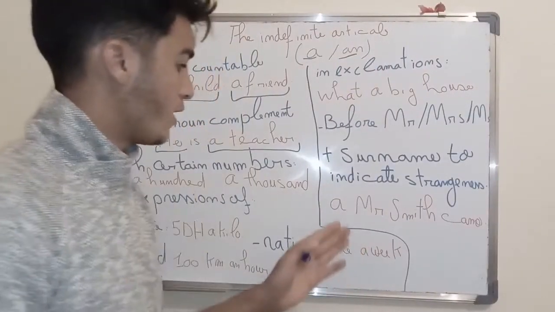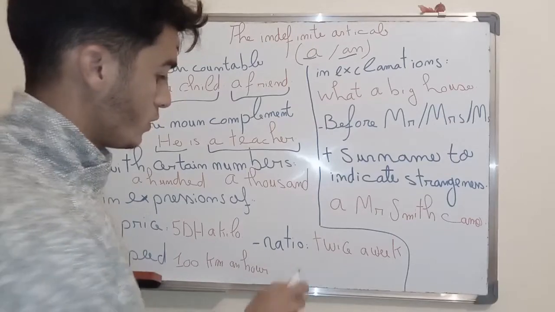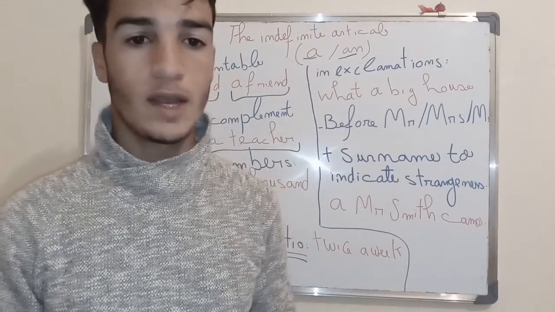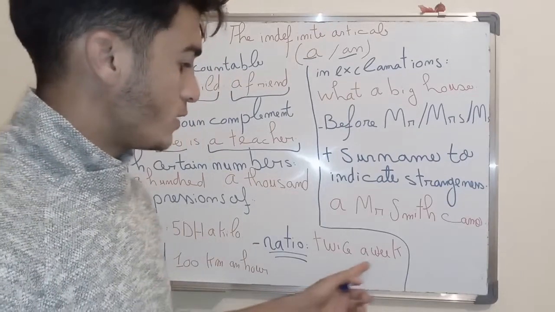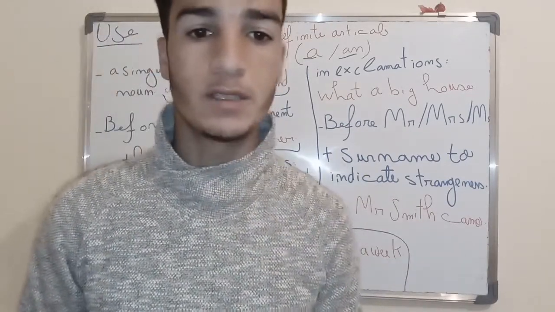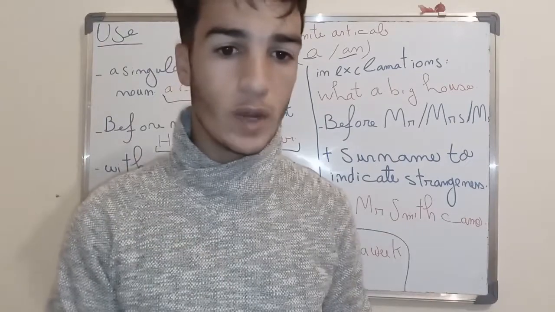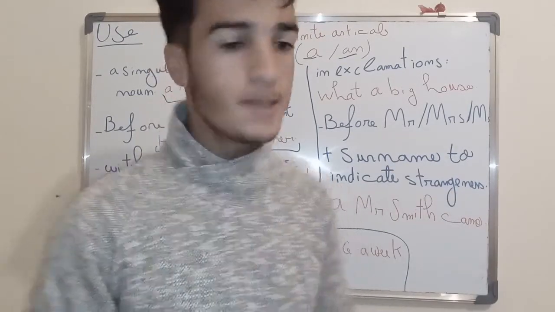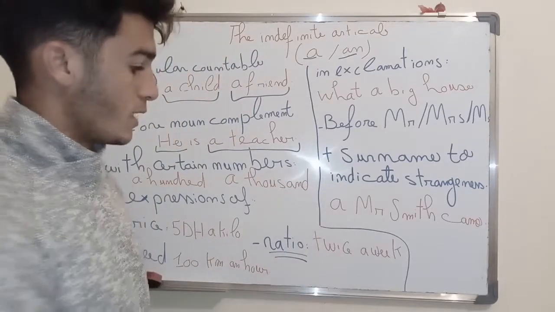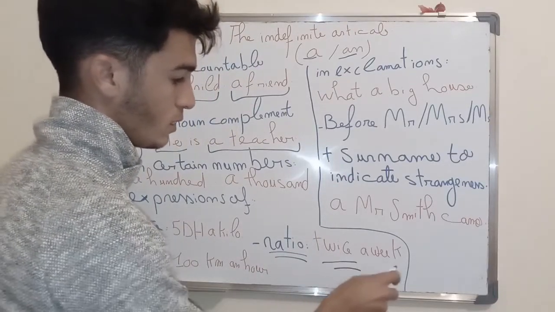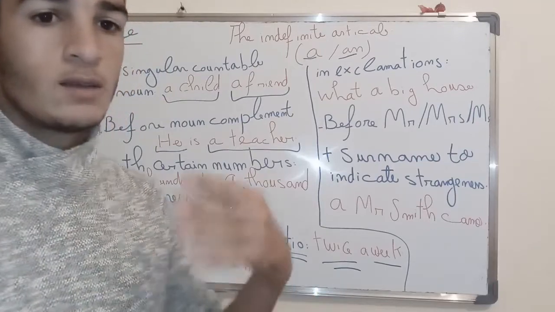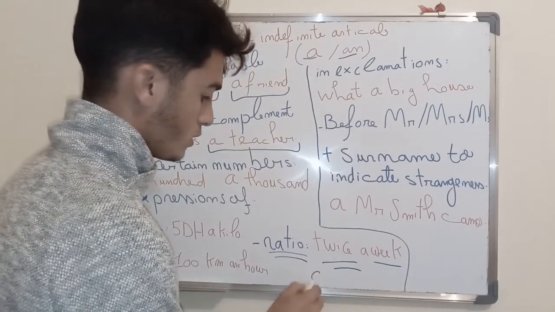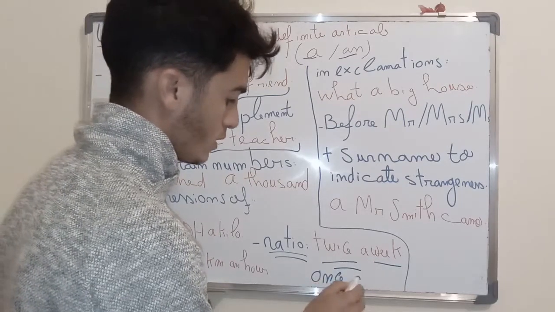And here we have ratio. Ratio means how many times you do something. Twice a week, for example: I visit my parents twice a week. So every week I visit my parents 2 times. I hope that's clear. We say twice a week. Twice means 2 times. We can say here once, once a week.